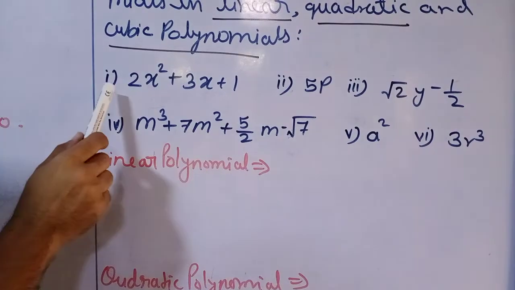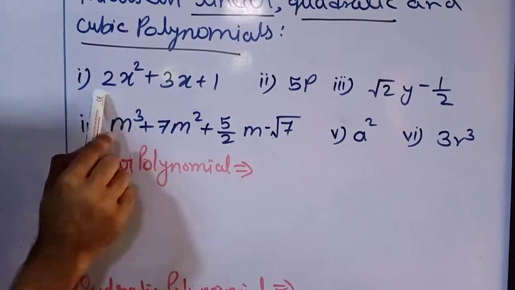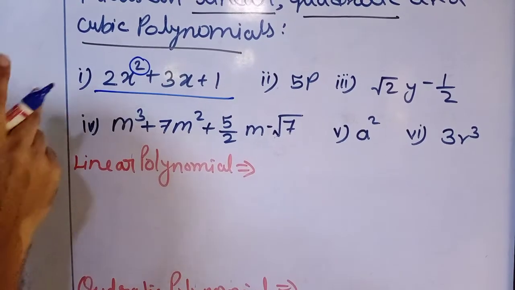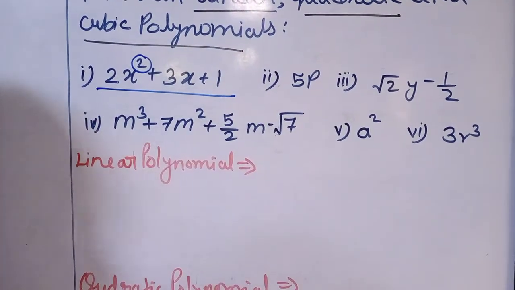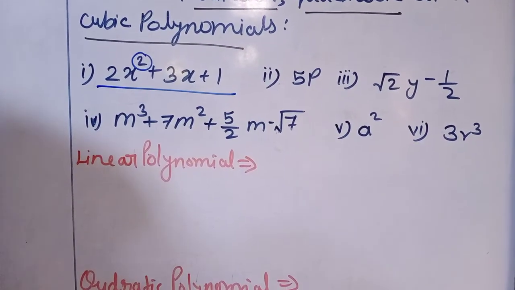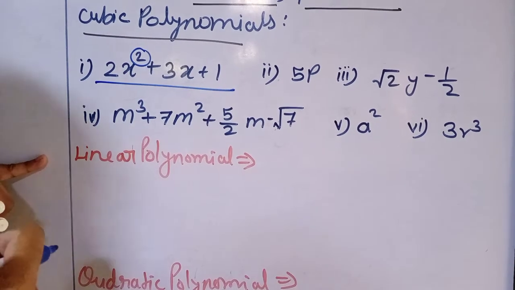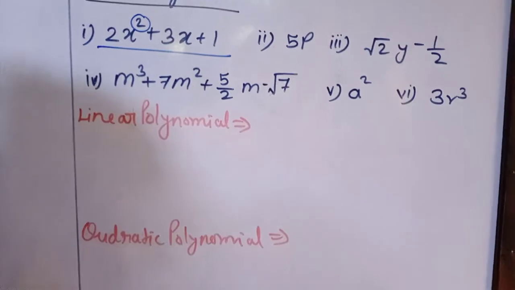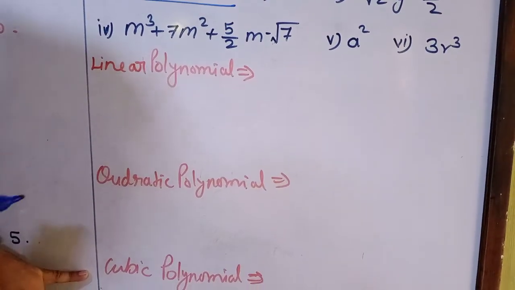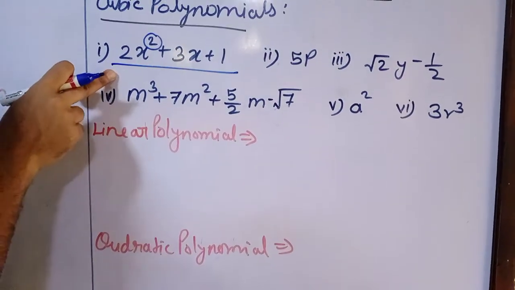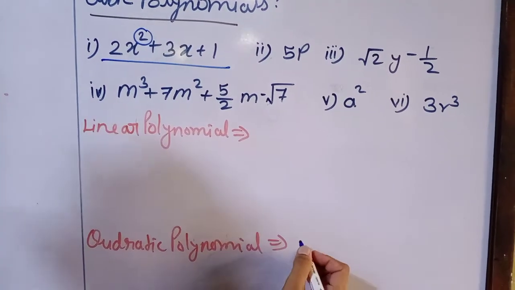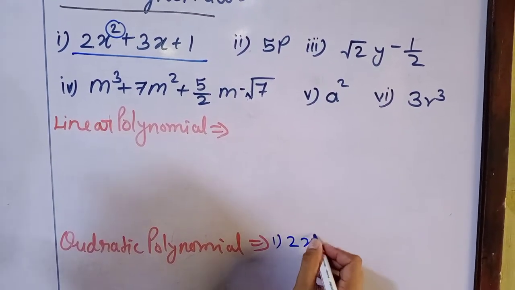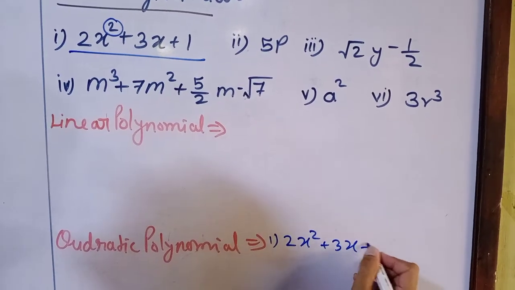So here we have the first one. The degree of this polynomial is 2. If the degree is 2, that means it is a quadratic polynomial. If the degree is 1, it is linear, degree 2 is quadratic, and degree 3 is cubic. So in the first one we have degree 2, which comes under quadratic polynomial. So the first one is 2x square plus 3x plus 1.